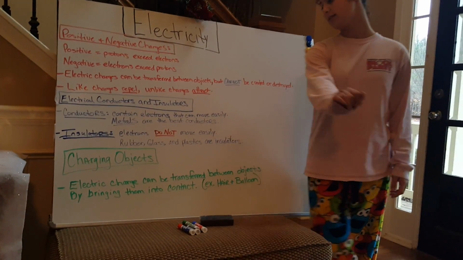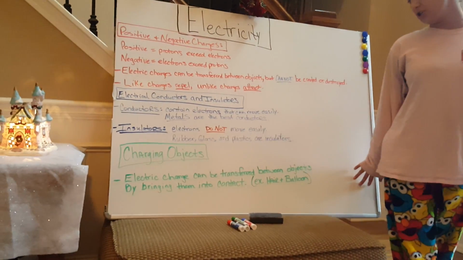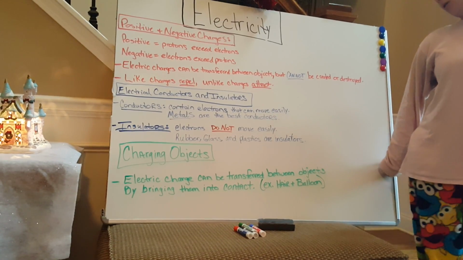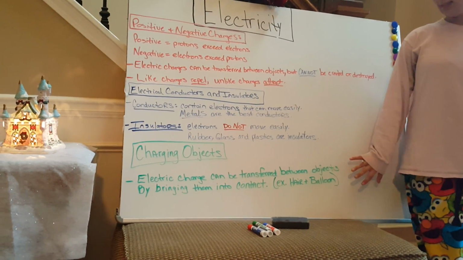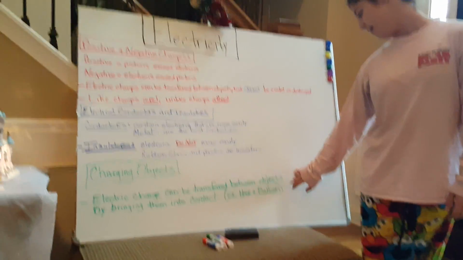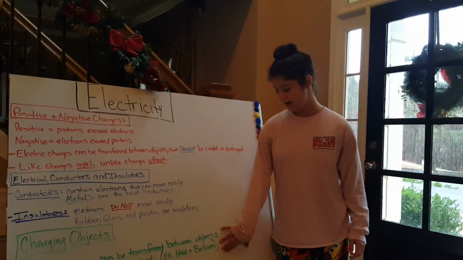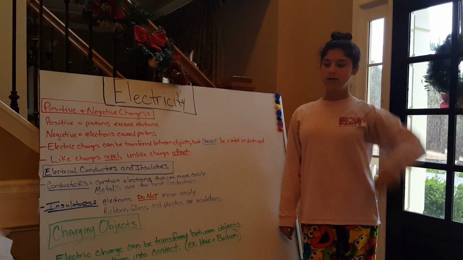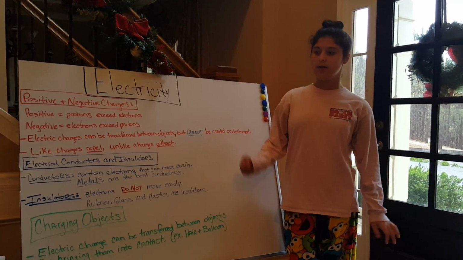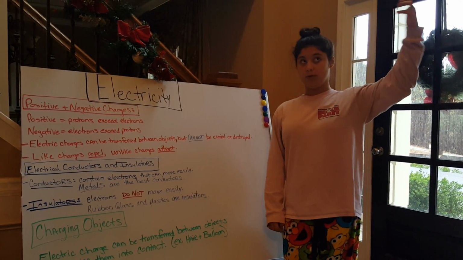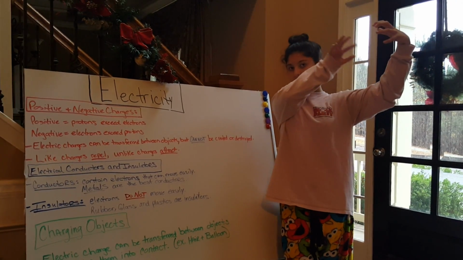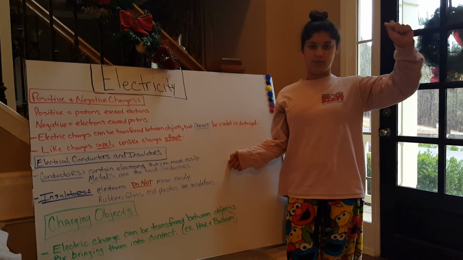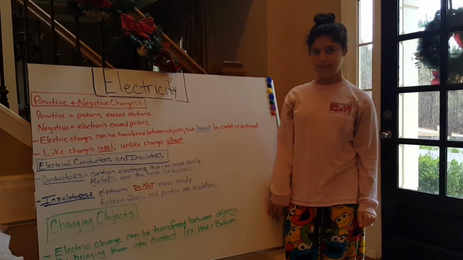And then charging objects. Electric charge can be transferred between objects by bringing them into contact. An example I gave was a hair and a balloon, because if you were to rub your hair with a balloon, or rub your shirt with a balloon, and you try to pull the balloon off, it will attract your hair because your electrons, as you move, will come together.